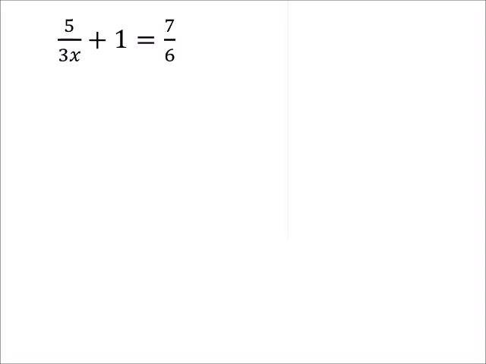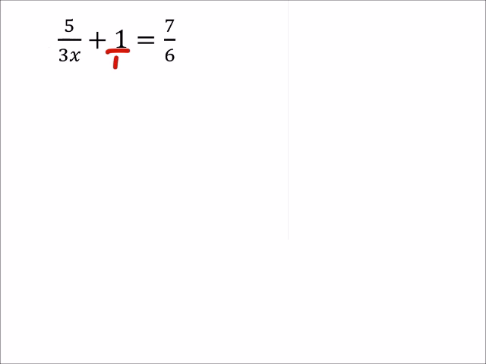So on this problem, we've got 5 over 3x plus 1 equals 7 over 6. And again, the idea here is to get common denominators for all the terms on both sides of the equal sign so that we can just ignore all the denominators. So it's important for us to remember that this is 1 over 1 right here.